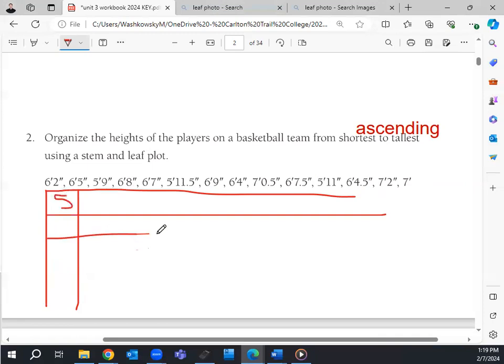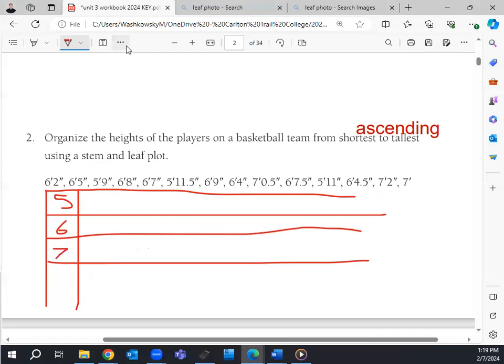So 5, 6, and then 7. So that's how you're going to start it out. I'm going to let you guys try this out here. I will start doing it in a couple minutes. You probably won't be done by then, and that's fine. But just in case you're not sure what to do, I will start this in a minute or two.